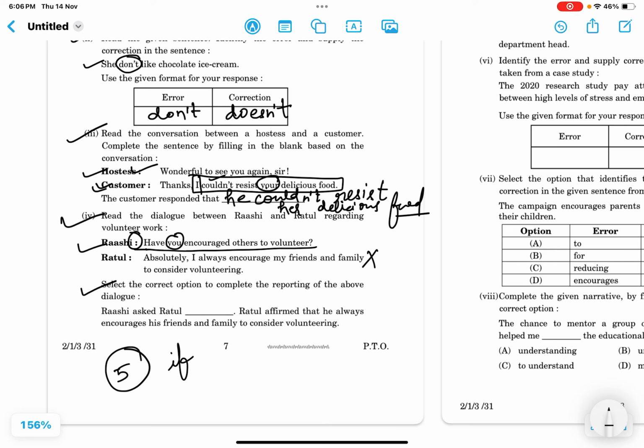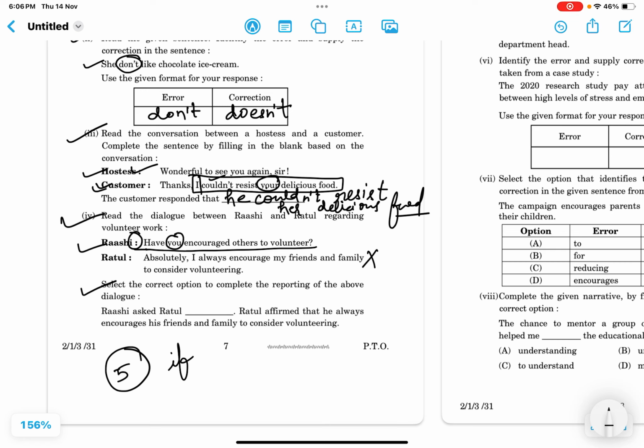Between, that is correct because the comparison is between two. Okay, these are also correct. Now we need to check this. So first see this pay, this is a plural verb, and the research study, that is singular. So here is the error. The error is pay and the correction is pays.